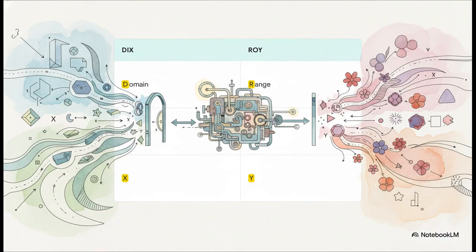Okay, I'm about to give you a fantastic little trick to keep all this straight. It is a total game changer. Just remember, Dix-Roy. Seriously, it works. Dix stands for domain input x value, and Roy is for range output y value. This little tool is like a secret weapon for never, ever mixing them up.